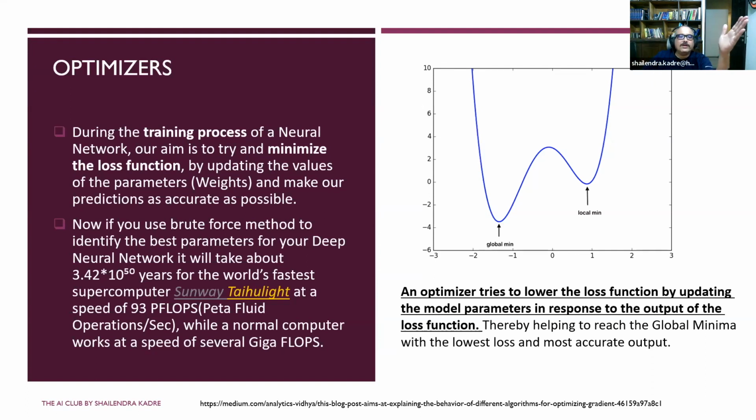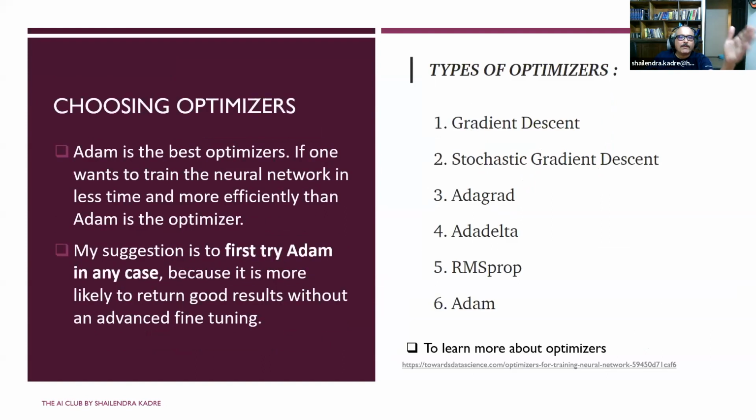And generally we use the ADAM optimizer. There are so many kinds of optimizers: gradient descent, stochastic, ADA-grad, ADA delta, RMS prop, ADAM. Generally we always start by using ADAM. We start with ADAM, and if we are not getting good results with ADAM, then we'll try other ones. But by default, for any kind of problem, we'll start with the ADAM optimizer only.